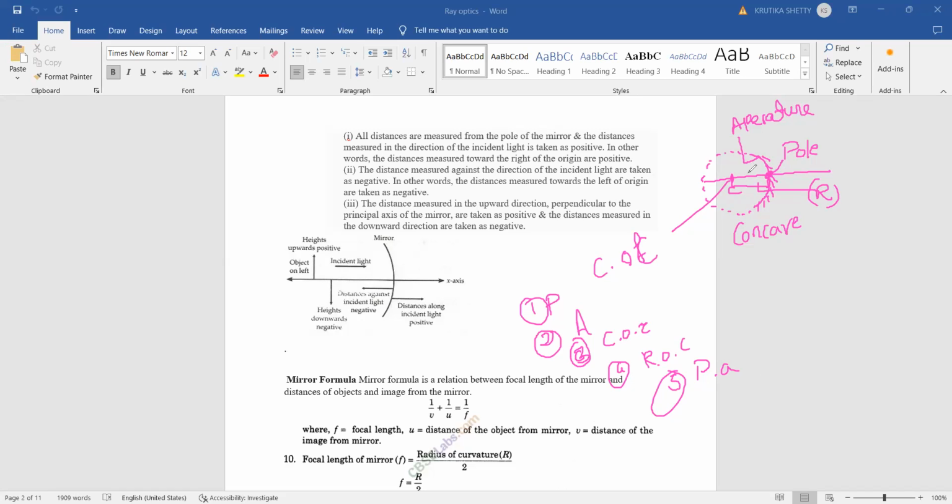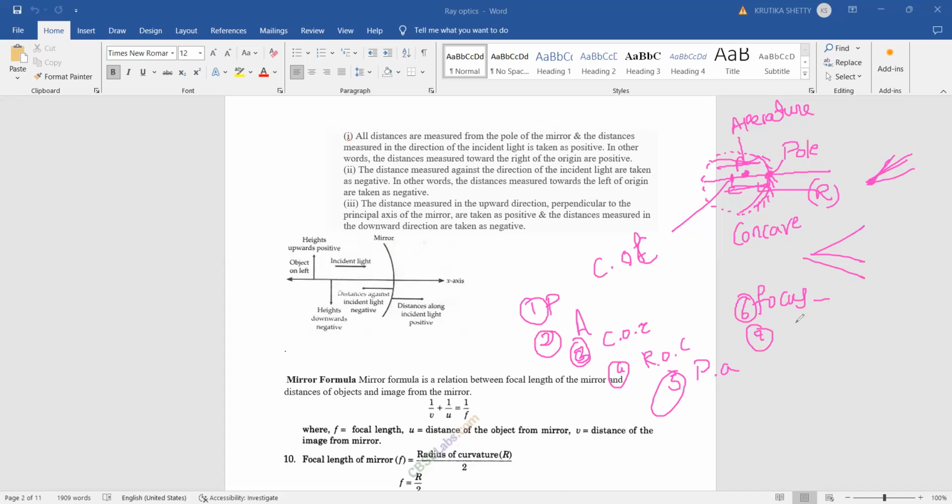Next, on the principal axis we have one point F, which we call the focus. What is this focus? When the light rays are incident on this surface, they get reflected. The point on the principal axis from where you feel that the lines are getting diverged or converged, that point is called the focus. This is the sixth definition.